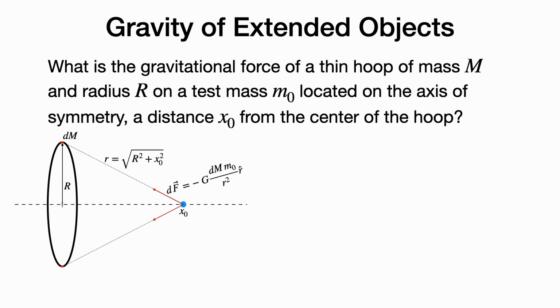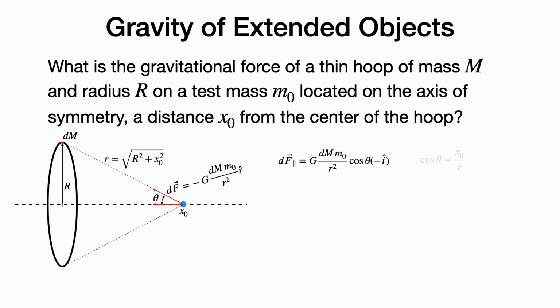However, notice that the components of those two forces, which are perpendicular to the line of symmetry, are going to cancel out. Only the parts of the gravitational force parallel to the axis of symmetry are going to remain when we add these two pieces of force together. Now, for any bit of mass on one side of the hoop, there's going to be a corresponding bit of mass on the opposite side.